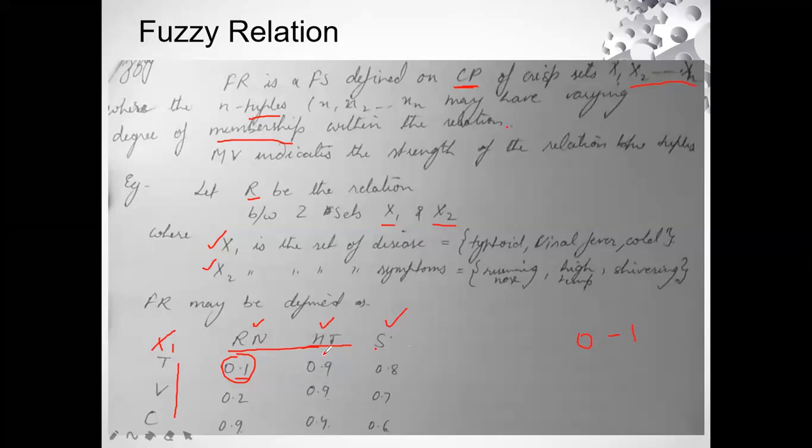Next one we have high temperature. High temperature is denoted by 0.9. So what does 0.9 state?